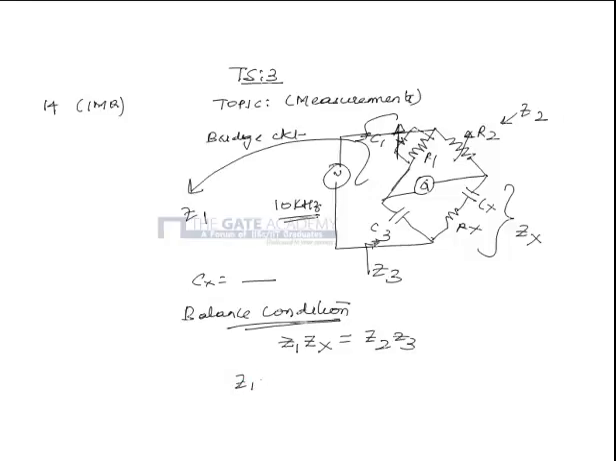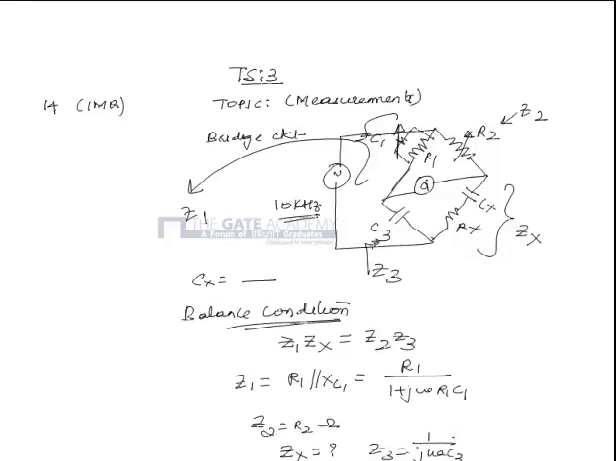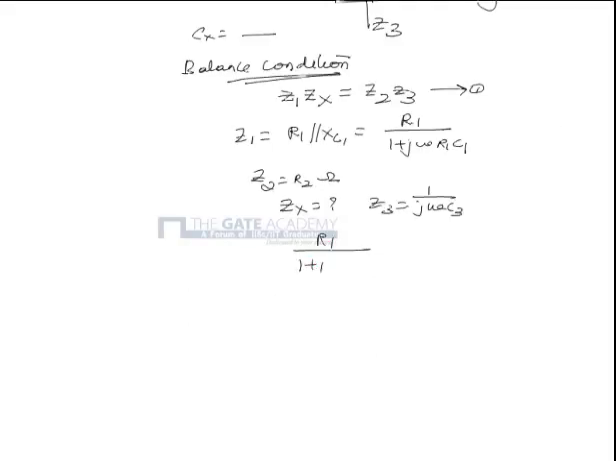So here Z1 is the parallel combination of R1 and XC1, which is nothing but R1 by 1 plus j omega R1 C1, and Z2 is R2 ohms, Zx is to be found out, and Z3 is 1 by j omega C3. So if I substitute those in equation 1, what I get is R1 by 1 plus j omega R1 C1 times Zx is equal to R2 by j omega C3.